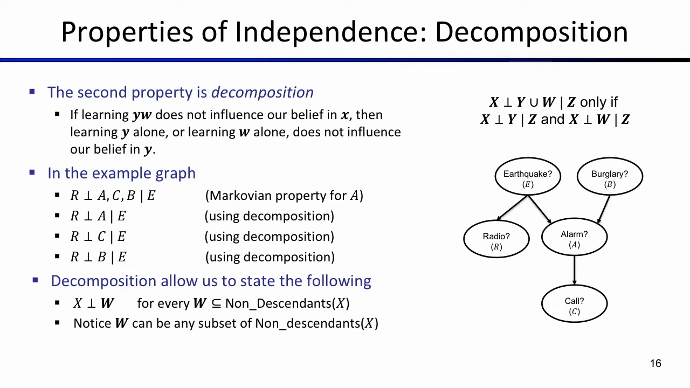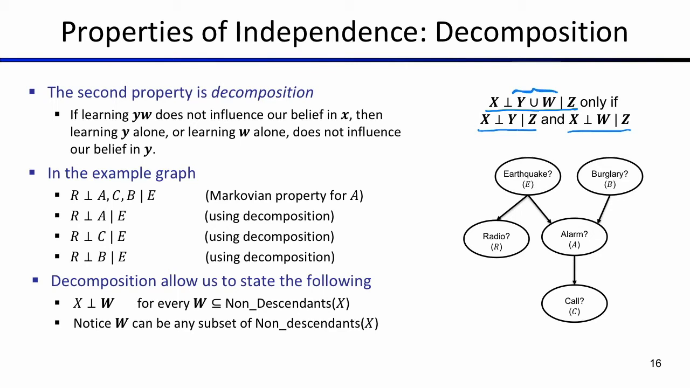The second property is also very simple, and it's called decomposition. It states that if we have a variable x that is independent of y and w given z, it means that x is independent of y given z and x is independent of w given z. So it's basically saying that we can decompose, right? If you have a statement like this in which x is independent of a set of variables given another variable, we can decompose this set into smaller sets.